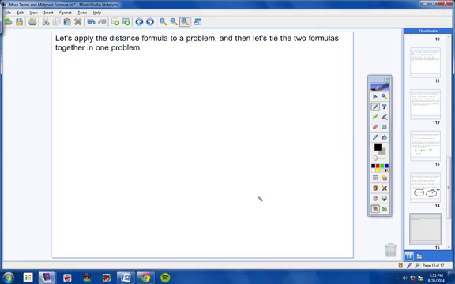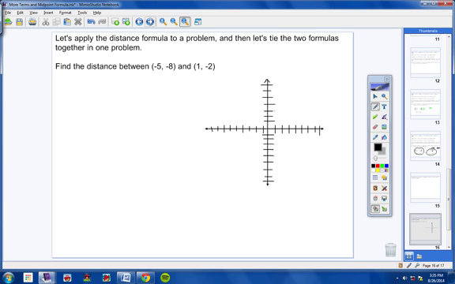Now, let's apply the distance formula to a problem, and then let's tie the two formulas together in one problem. Go ahead and copy this in your notes if you would, please. You do not, unless you want to, need to copy the coordinate plane. For those students who like to have a visual, then go ahead and copy it down. For those that don't need it, that's totally fine. That's your decision, okay? But do copy this down in your notes, please.